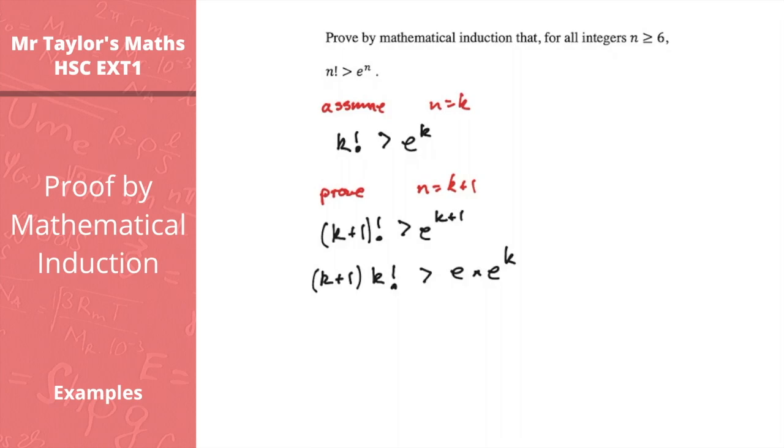Okay, so hopefully you can see why my left hand side would be greater than my right hand side, because I've assumed that k factorial is greater than e to the k, and k plus 1 is also greater than e, because of course k has to be bigger than 6. So k plus 1 has to be bigger than e, because e is only 2.71. So therefore proven by mathematical induction.